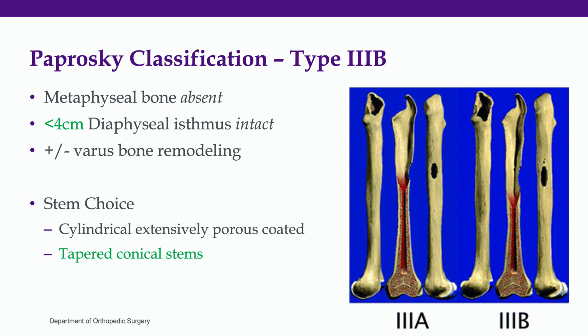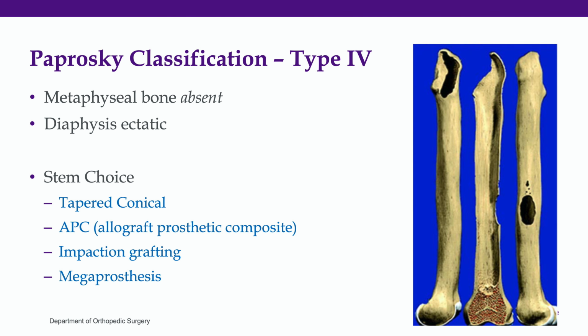And with your Paprosky type 3Bs, the metaphyseal bone, again, is absent, but now you've got less than 4 centimeters of isthmus. And these are the ones where the cylindrical porous coated stems don't do nearly as well. Their track record is poor, and so really you want a tapered conical stem here. And there may or may not be varus bone remodeling here, and those can sometimes require osteotomies to straighten out the femur and get your fixation distally.